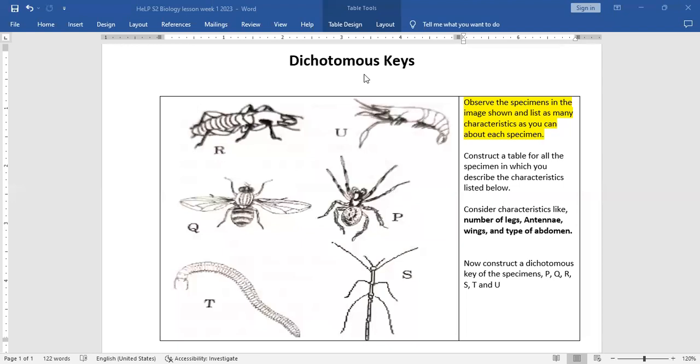Can the whole class add to that? Joy, Kamanzi, I see your hand is up. Yes. It has 3 pairs of jointed legs, and each pair has a curved claw.